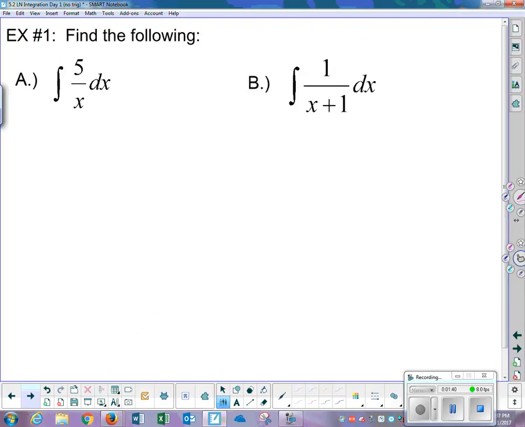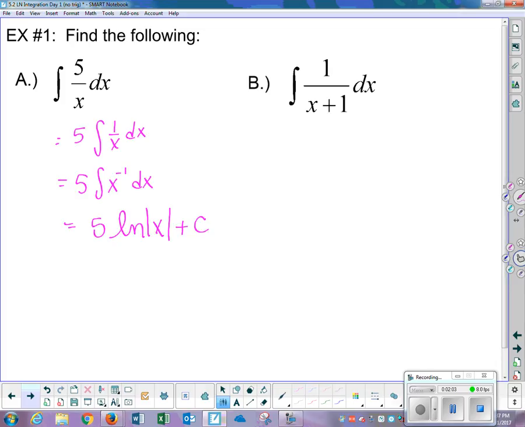Example A, the integral of 5 over x. Well, like any multiplier, we could pull that multiplier of 5 out front and have this be 5 times the integral of 1 over x. Maybe we're used to changing that to a negative 1 power. You hopefully would recognize this as 5 natural log absolute value of x. Since it's an indefinite integral, it's plus c. Now this 5 could come back up and become a power, and I could have the natural log of absolute value of x to the 5th plus c. That would be an alternate answer as well.